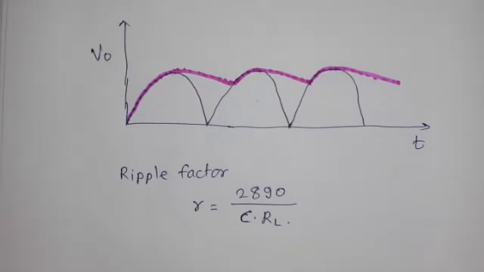Now in both cases, the inductor filter and the capacitor filter, the ripple factor depends on the value of the load resistance. That is one of the drawbacks, and to minimize this drawback we have to use another filter, called the LC filter, which we will see in the next lecture. In the next lecture we will see both filters.